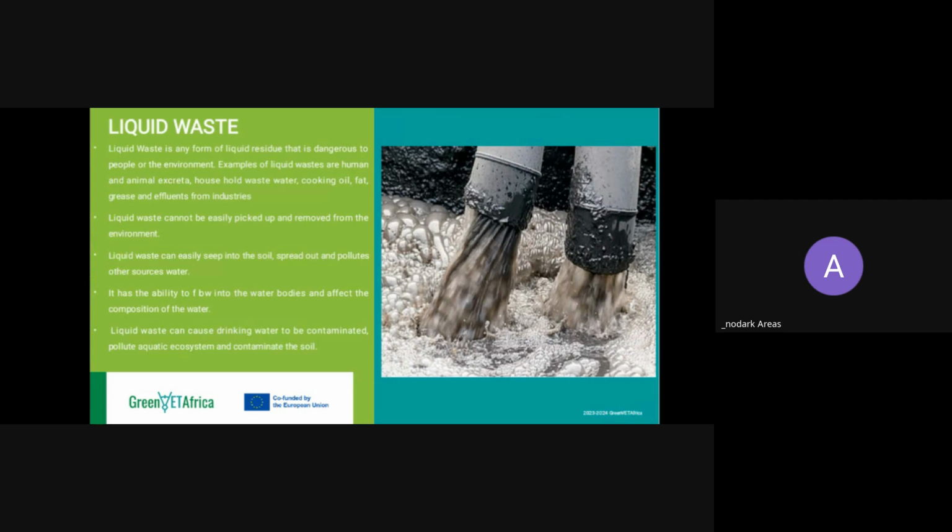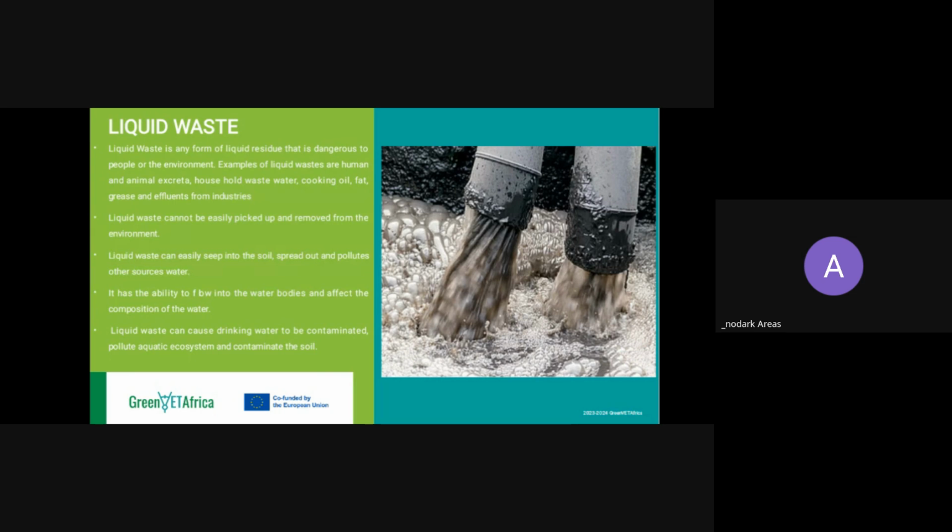Now, the first one is liquid waste. I want to thank the people that answered. Those are very brilliant answers. Someone said wastewater. Now, wastewater is a form of liquid waste. So any form of liquid residue that is dangerous to people and the environment, and it's in what? Liquid form, is a liquid residue. Always remember that. It's in liquid form.